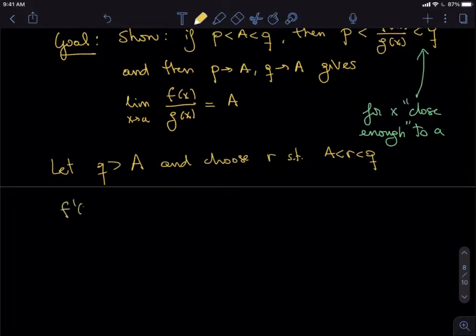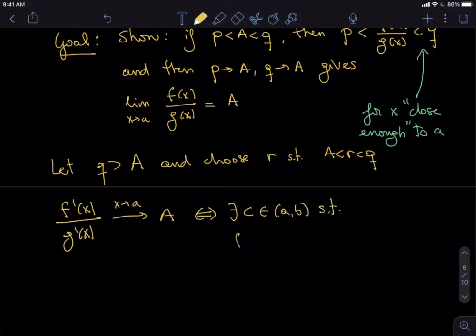Then remember we have that the quotient of the derivatives converges to a as x tends to lowercase a. By definition, that means that there exists some number c in (a, b) such that f prime of x divided by g prime of x is less than r. Well, let's write it with letters. For all x with a less than x less than c.